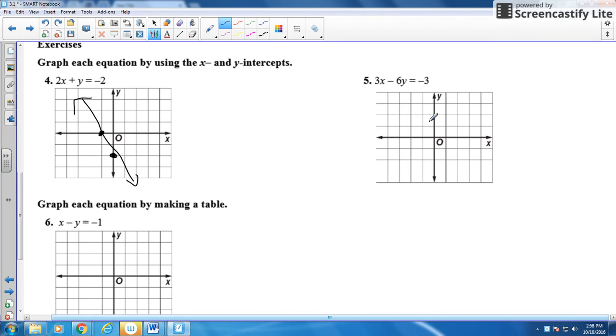Number 5, your x-intercept is at (-1, 0). Your y-intercept is at (0, 1/2). And again, hopefully you can draw a nice straight line with arrows on both ends.